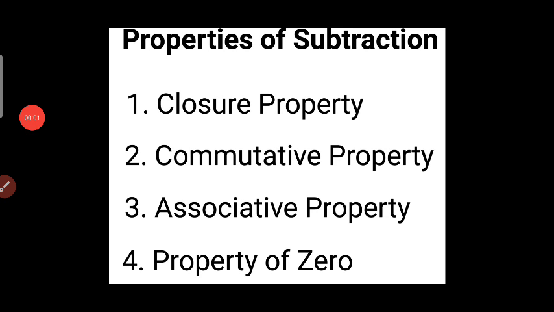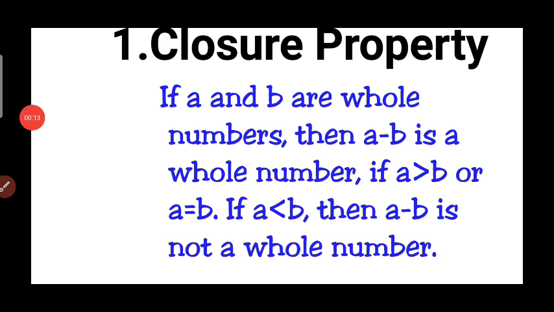Our next topic is properties of subtraction. In this, we also study closure property, commutative property, associative property, and property of zero. Our first property is closure property.